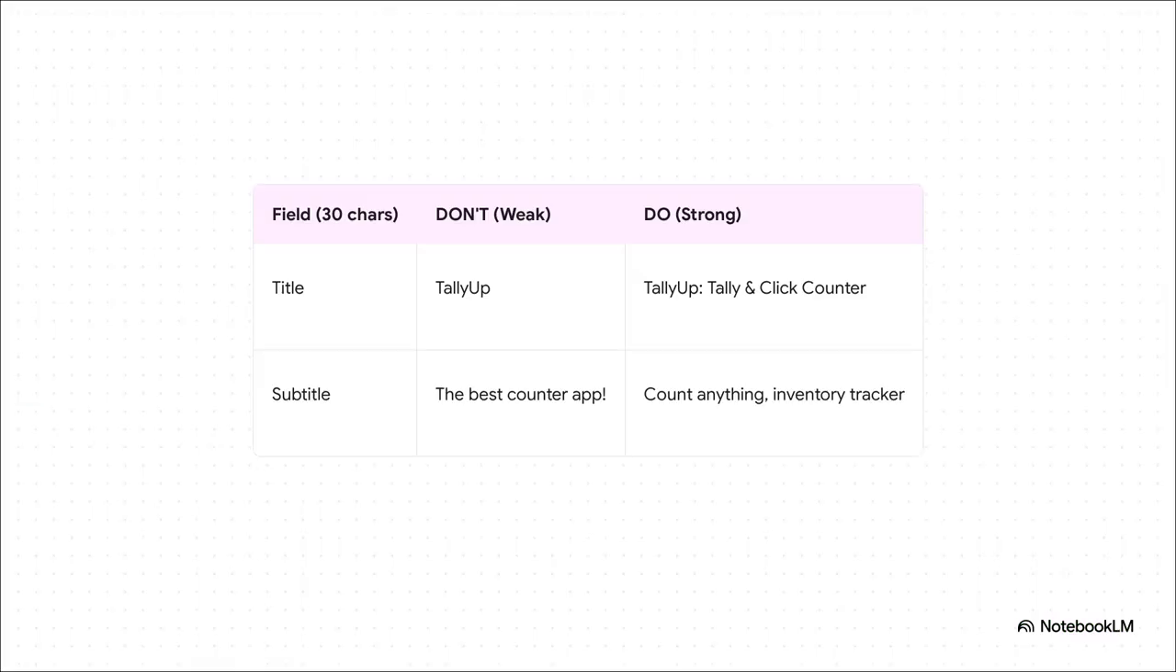Okay, look at this. The don't column on the left is what most people do. It's clean, sure, but it's a huge missed opportunity. Now look at the do column on the right. That is a keyword machine. By putting tally and click counter in the title and an inventory tracker in the subtitle, you're not just ranking for your brand name anymore. You're suddenly showing up for multiple powerful search terms. This is how you exponentially increase the ways people can find you.